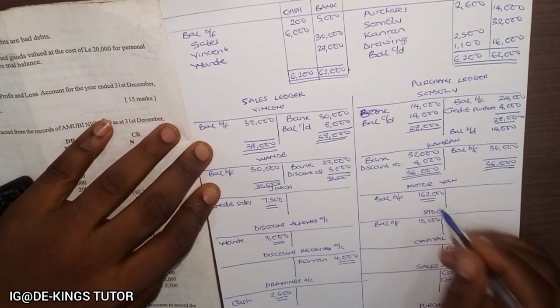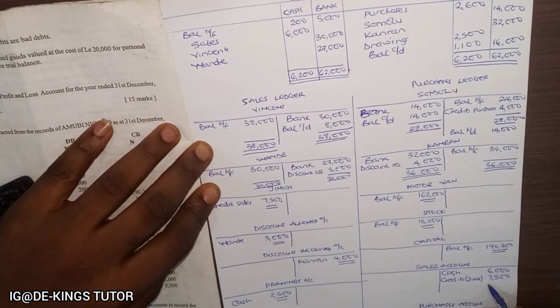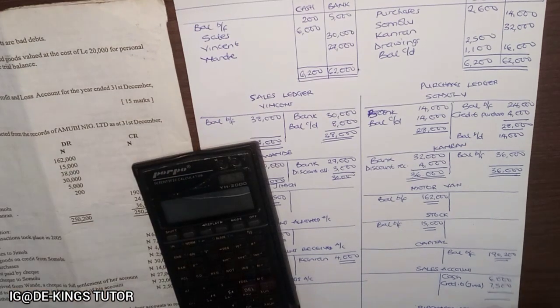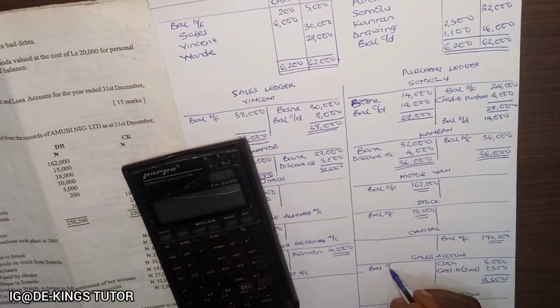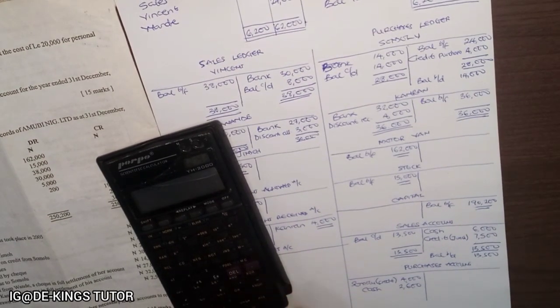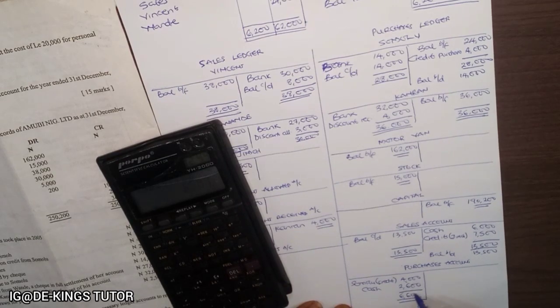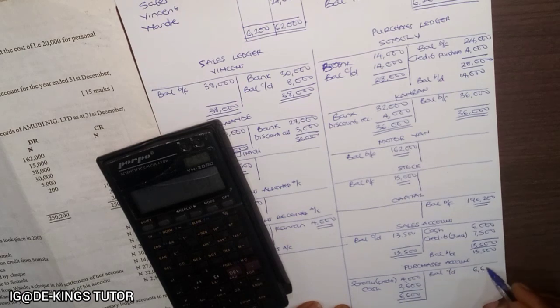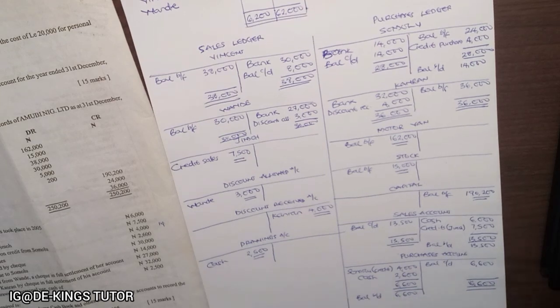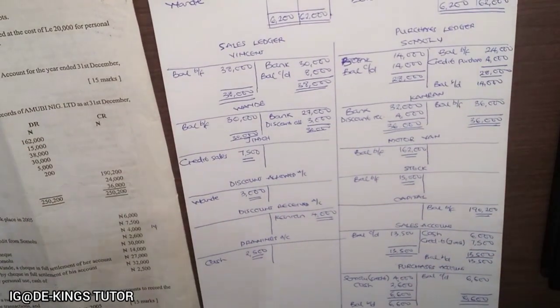Okay, this account is closed. Then we have the sales account. So we have 6,000 plus 75, that is 13,500. So we have a balance carried down of 13,500, and a balance brought down of 13,500. Okay, so this is 4,000 plus 26. We have 66, so we have a balance carried down of 66, and a balance brought down here of 66. Okay, so that's how to balance the account.